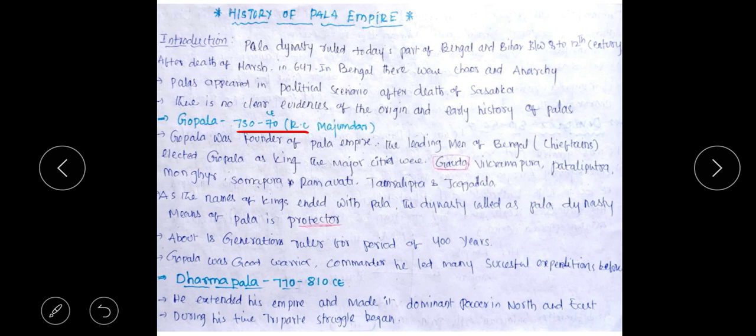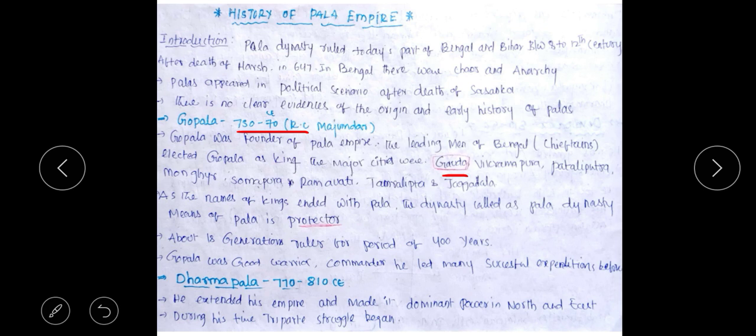Okay, during his period, he was elected as a king in a place known as Gauda. During his period, the major cities were Gauda, Vikramapura, Pataliputra, Monger, Somapura, Ramavati, Tamralipti, and Jagadala. These are the main cities that existed during the time of the Palas.